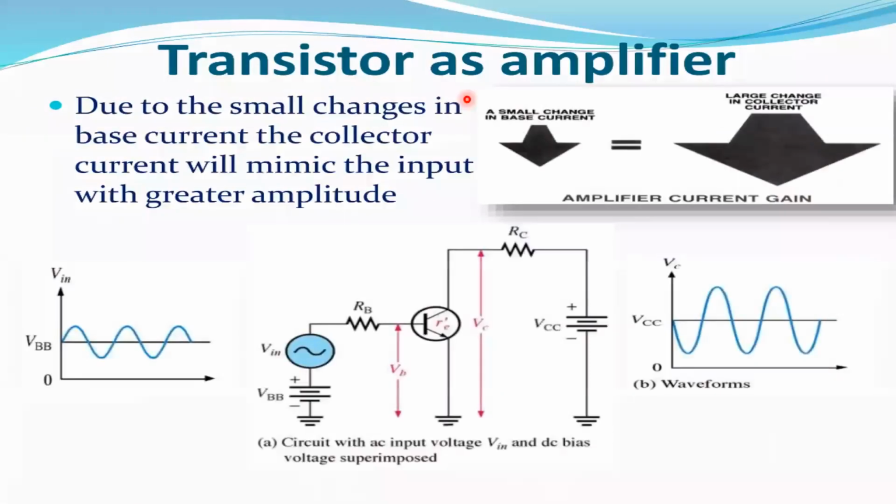So, transistor as an amplifier. Due to small changes in base current, the collector current will mimic the input with greater amplitude. A small change in base current, amplified by the current gain, gives a large change in collector current. So this is the circuit diagram and these are the waveforms of the transistor which is used as an amplifier.